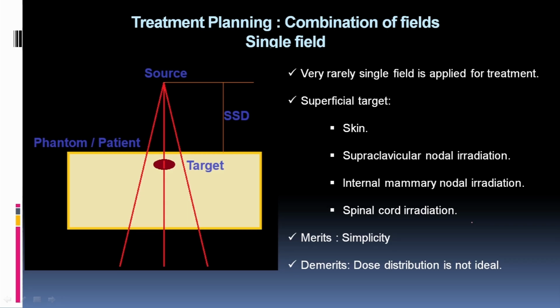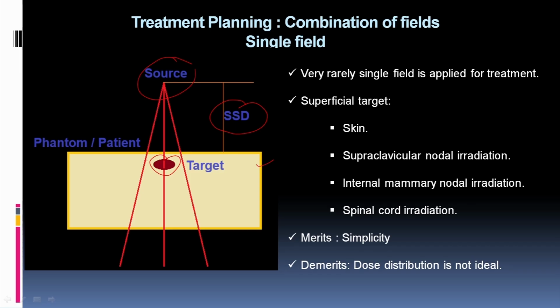Now, the first kind, which is a very simple type of irradiation technique, is the single field technique, where here is the source, and most of the time in single field setting we use the SSD technique, where the source to surface distance we keep fixed, that is 80 centimeter or 100 centimeter as per our treatment machine, and here is the patient or phantom, and you can treat this target.